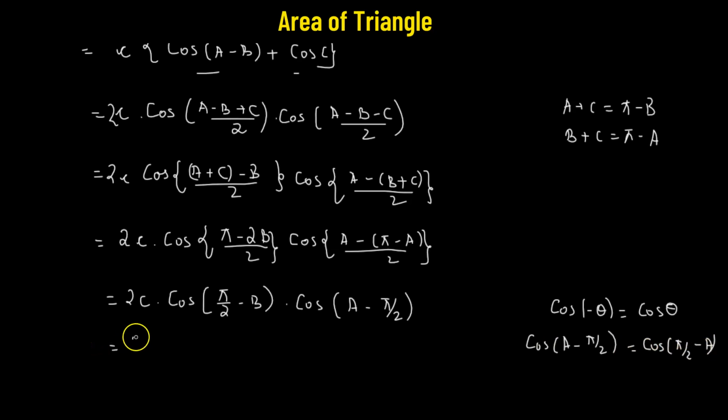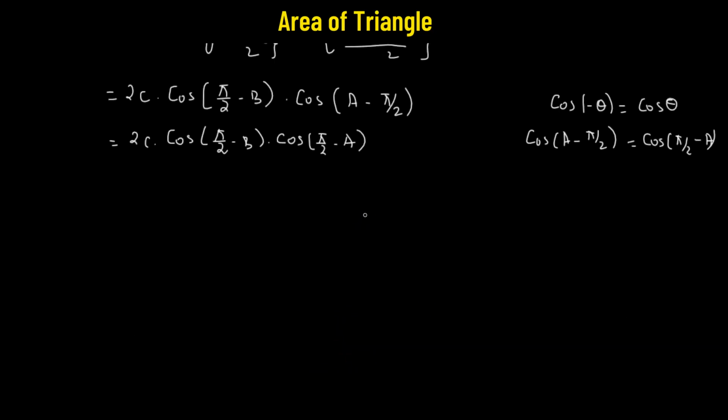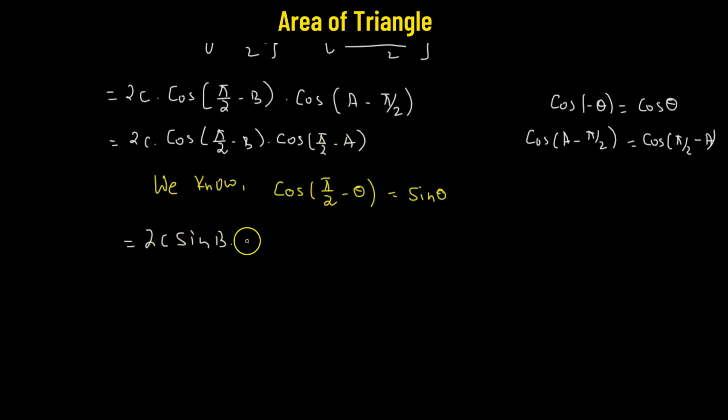Which means now we have 2c multiplied by cosine of (pi over 2 minus B) multiplied by cosine of (pi over 2 minus A). Now what's the value of cosine of (pi over 2 minus theta)? Let's note that whenever we have cosine of (pi over 2 minus theta), that's equivalent to sine theta. So since we have cosine of (pi over 2 minus B), we will get sine of B, and cosine of (pi over 2 minus A) is going to give us sine of angle A.